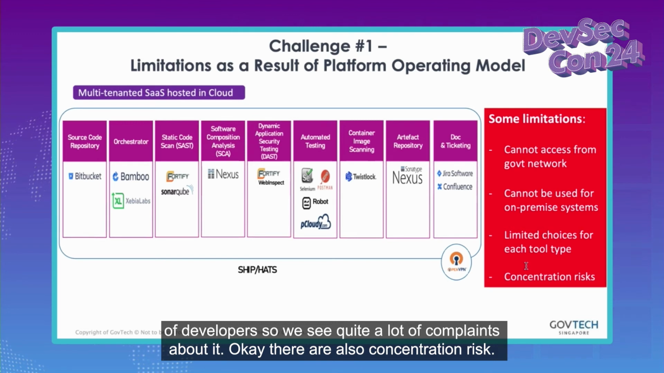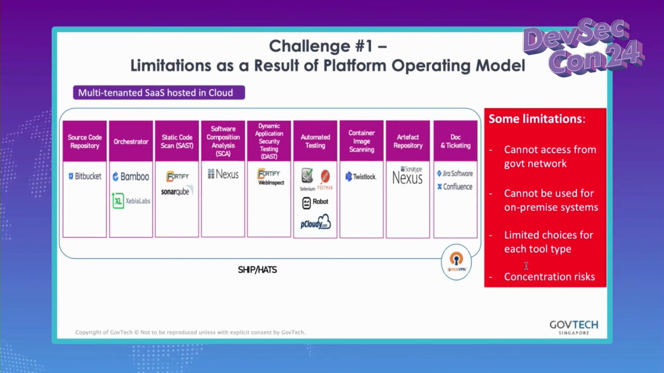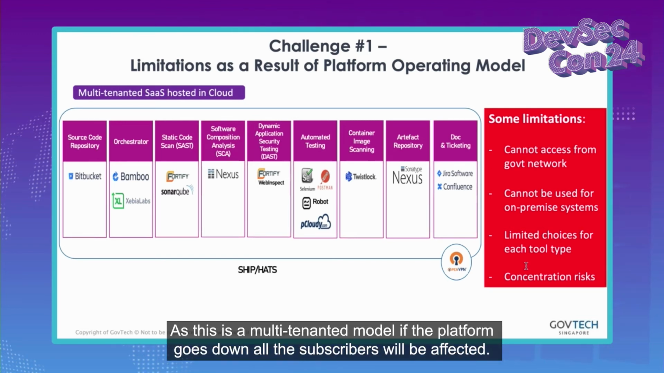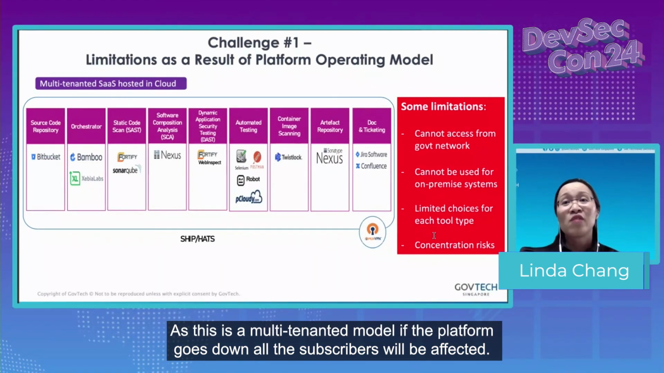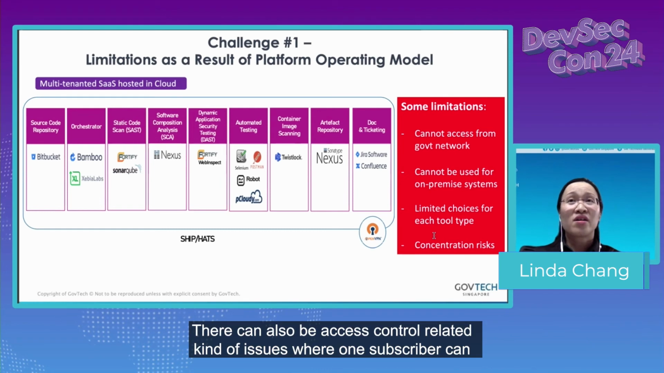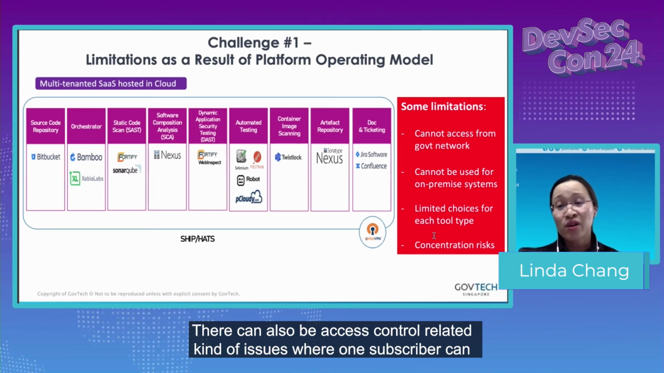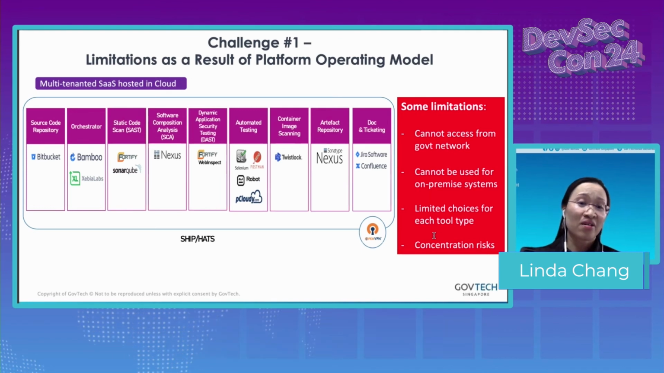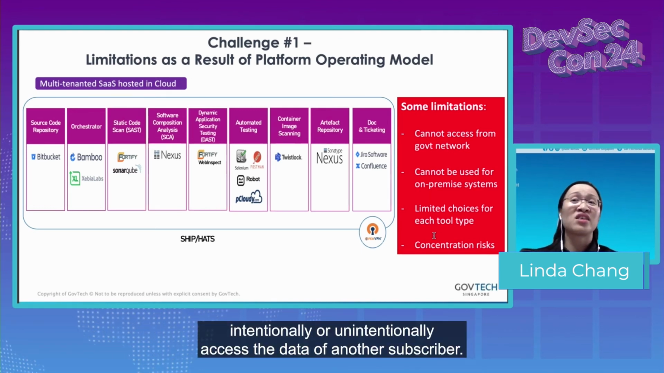Okay, there is also concentration risk. As this is a multi-tenanted model, if the platform goes down, all the subscribers will be affected. There can also be access control related issues where one subscriber can intentionally or unintentionally access the data of another subscriber.